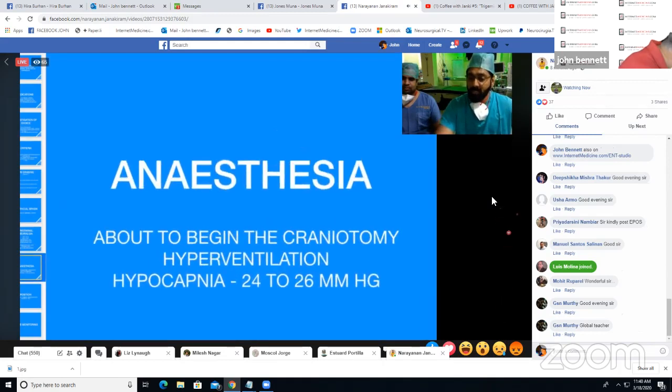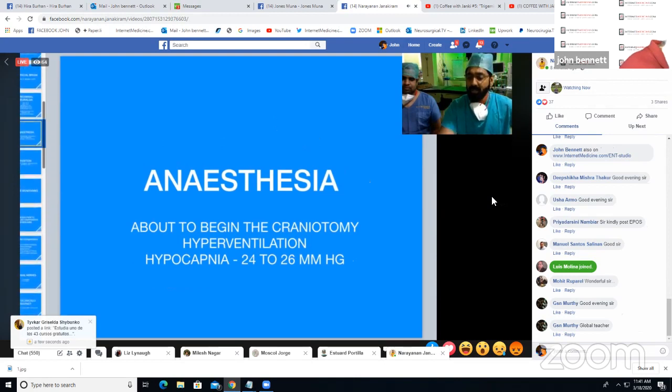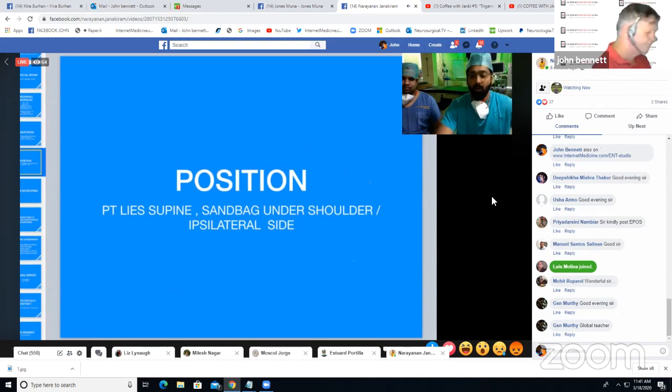Now, what is the anesthesia? About the anesthesia, this is very important: when you are about to begin the craniotomy, you ask your anesthetist to hyperventilate the patient. That will reduce the brain pressure, and you should maintain a hypocapnia of 24 to 26 millimeters of mercury. So this is very important. When you start the craniotomy, ask your anesthetist, please hyperventilate, so that they give a hypocapnia of around 24 to 26 millimeters of mercury.